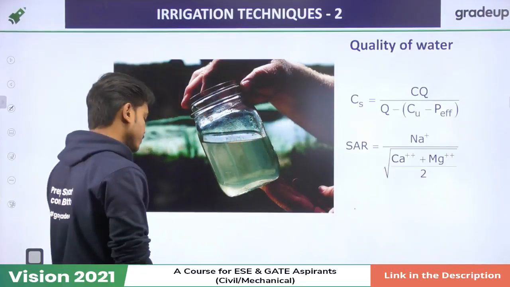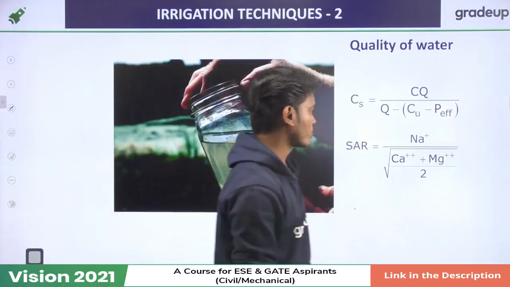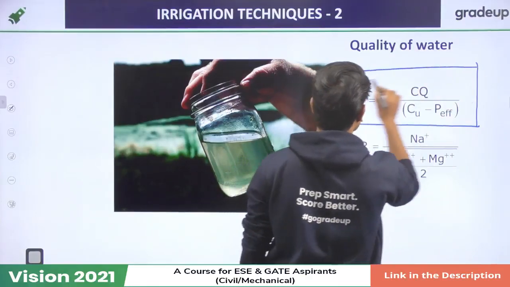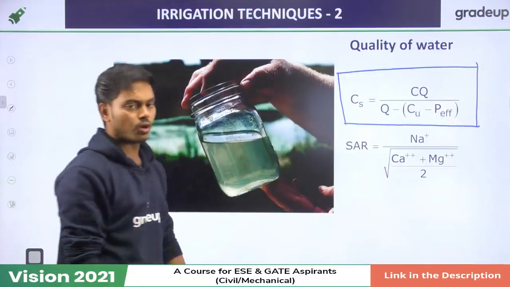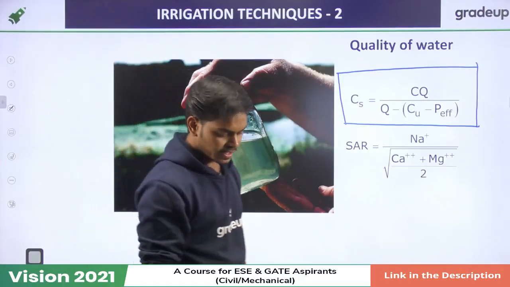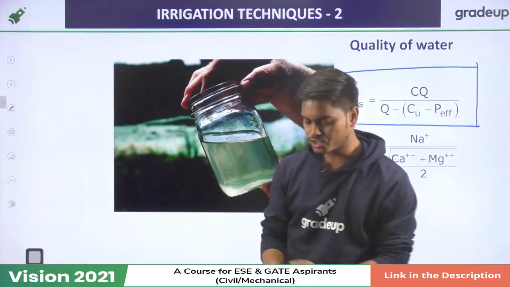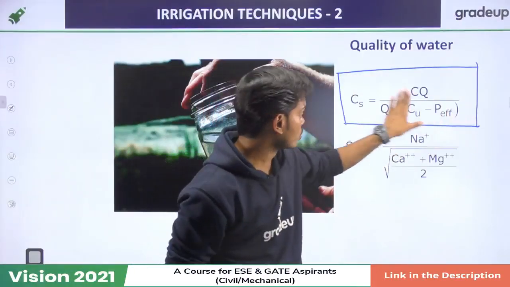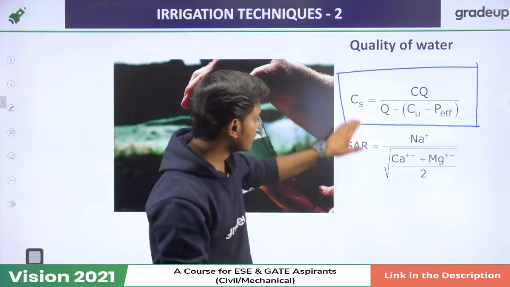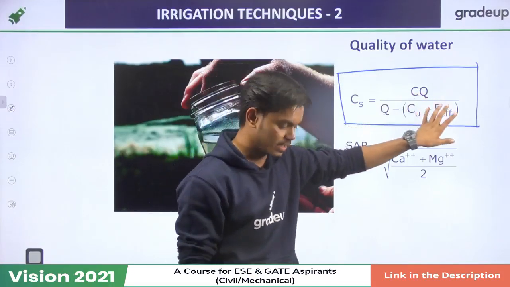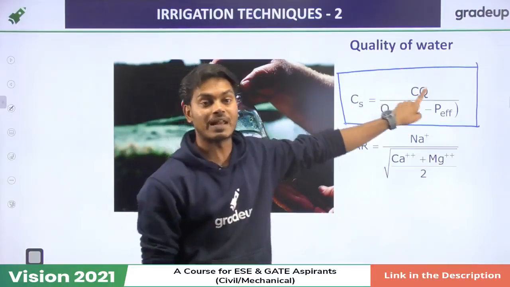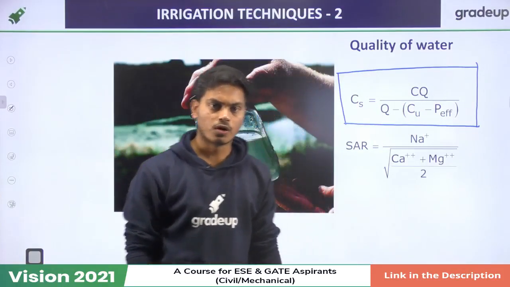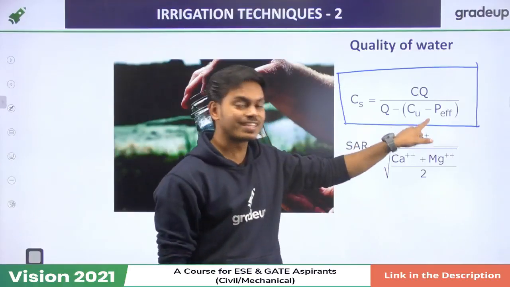As we all know, salinity is a big problem. So we have a general formula for calculating the salinity here. CS is nothing but the salinity concentration of soil solution. You can just directly go through this formula. I'm just going to tell you what the elements mean. Here Q is the quantity of applied water. Next, Cu is the consumptive use.